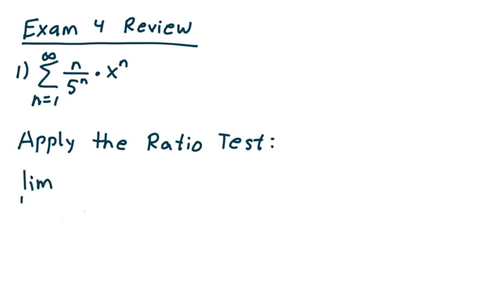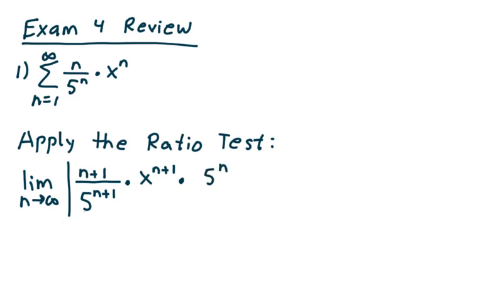So I'm going to look at the limit as n goes to infinity of the absolute value of n plus 1 divided by 5 to the n plus 1 times x to the n plus 1. And I'm going to multiply this by 5 to the n divided by n times x to the n. So everything is an absolute value. So this is the limit as n goes to infinity of.